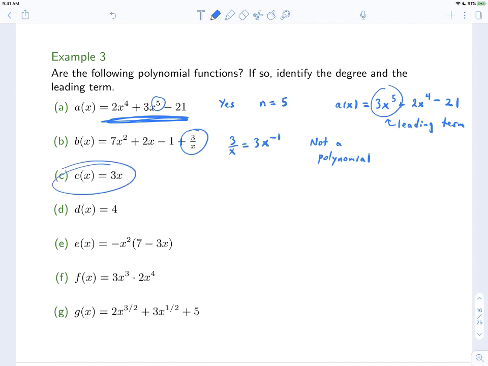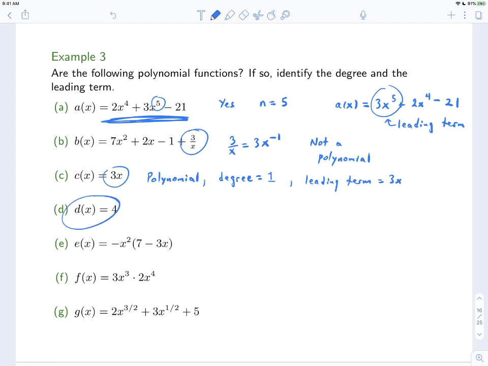What about c of x? c of x equals 3x. This is indeed a polynomial. The degree is equal to 1, because this is 3x to the 1. And the leading term, well, there's only one term here, so the leading term is 3x.